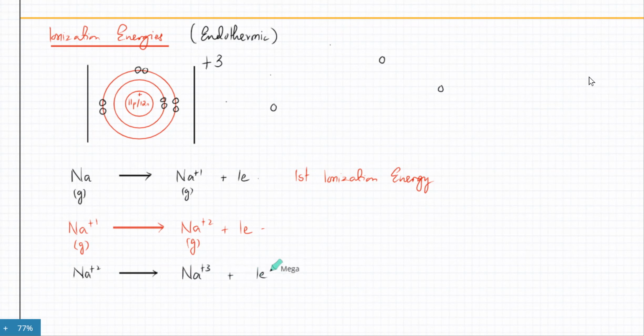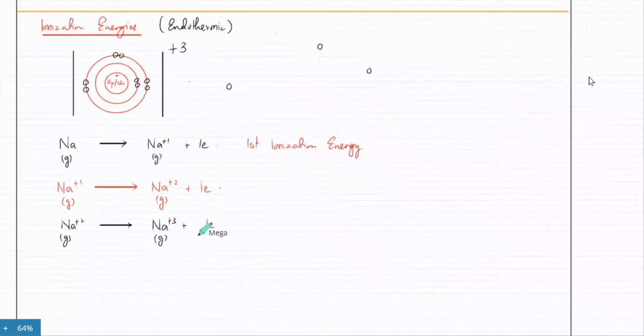And remember, states are very important when you write ionization energies, and the states are always gaseous ions. So that is what ionization energy is. You keep on removing electrons. In total, the number of electrons that you can remove in a sodium atom, there would be 11 ionization energies. You can keep on removing electrons. At the end of the day, there would be sodium which will have a charge of 10 plus.